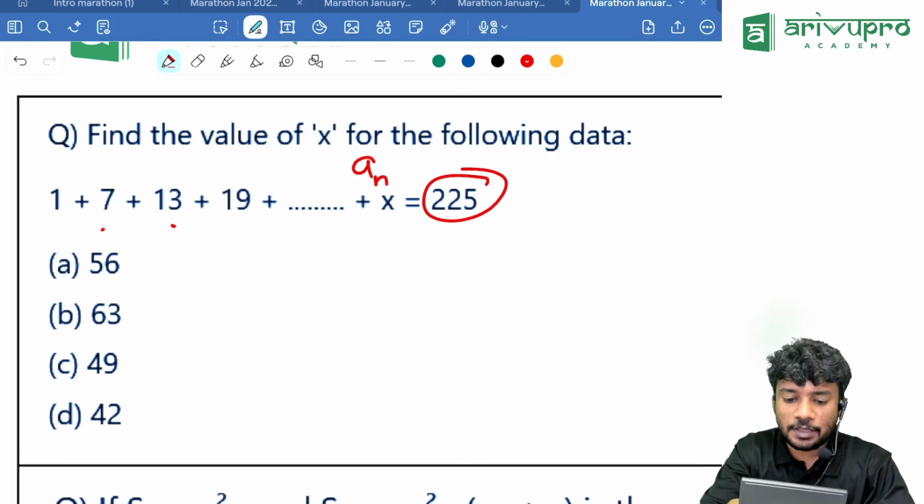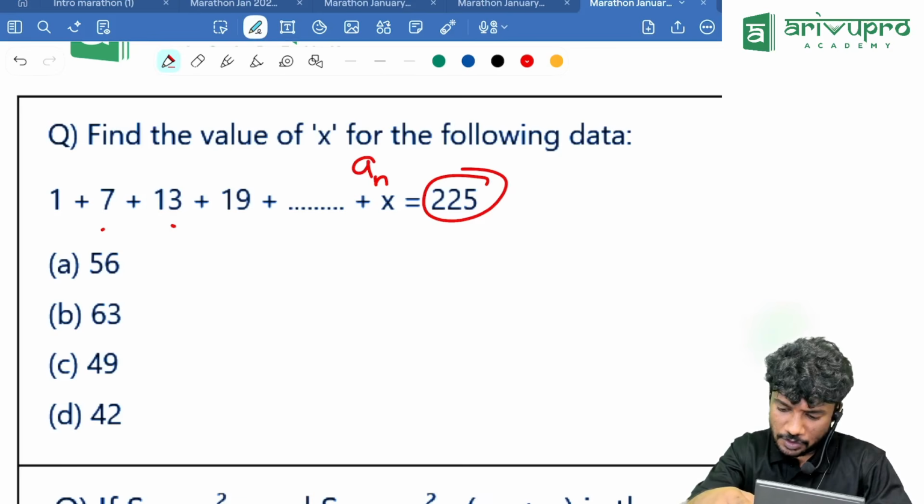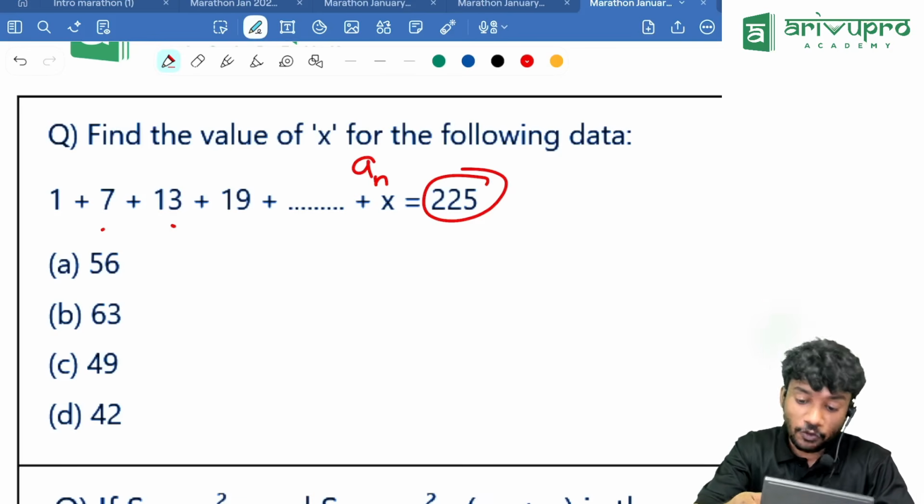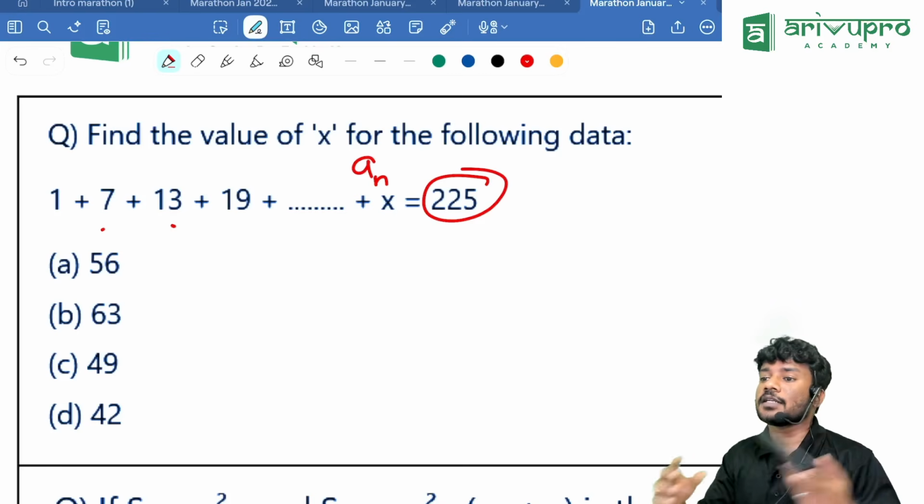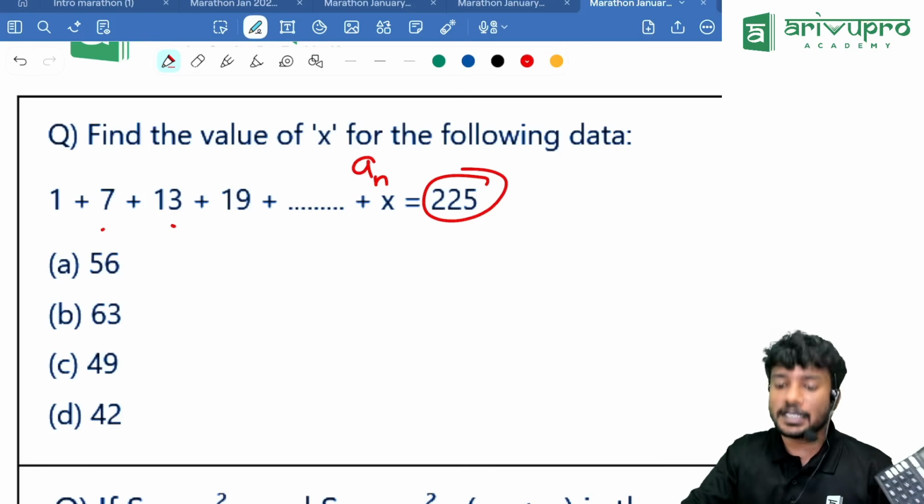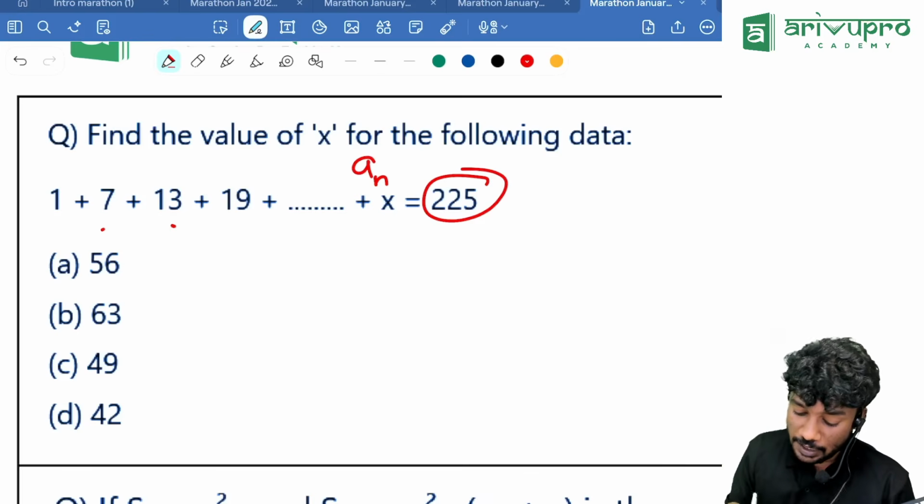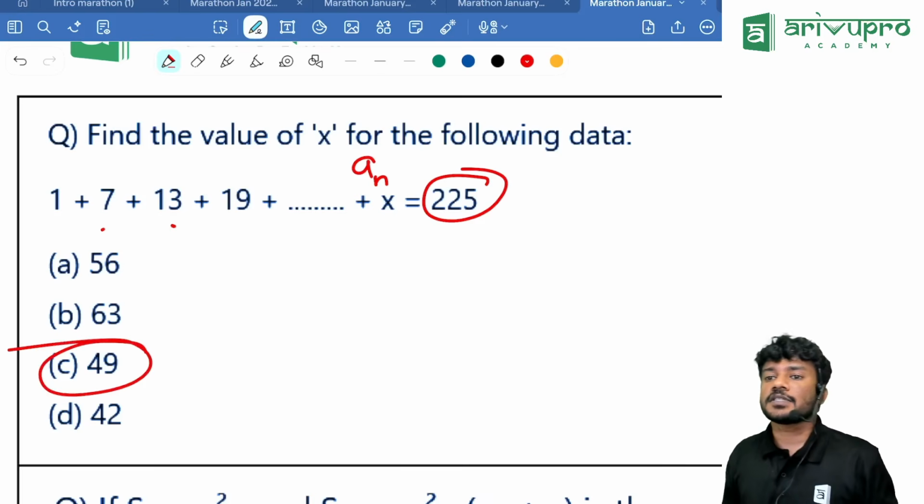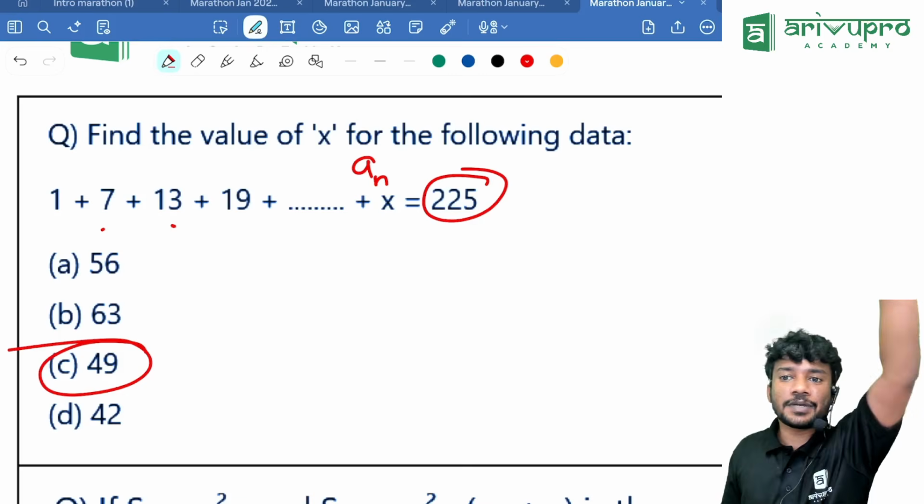Then what is the next number? 49. That means how much? That is 221. So the answer should be how much? 225. So the answer is option C, 49. Did you get the point?